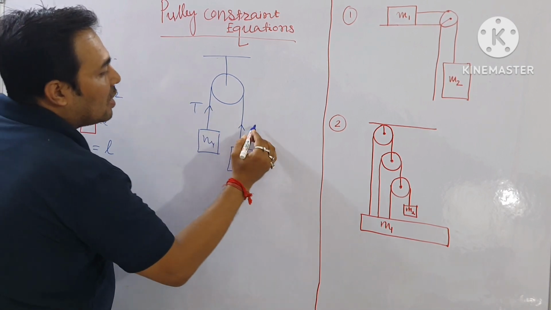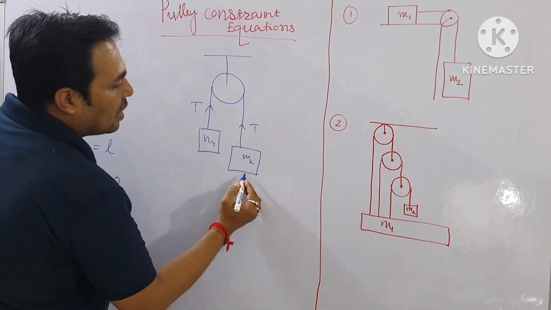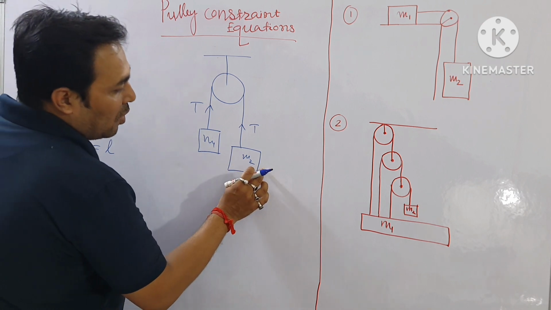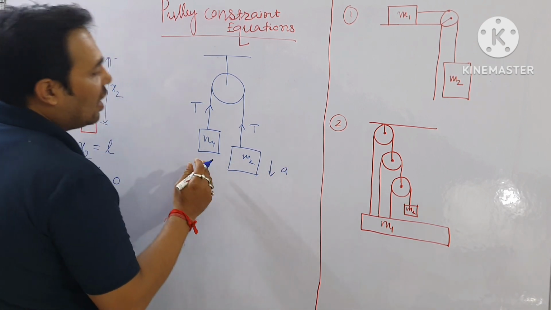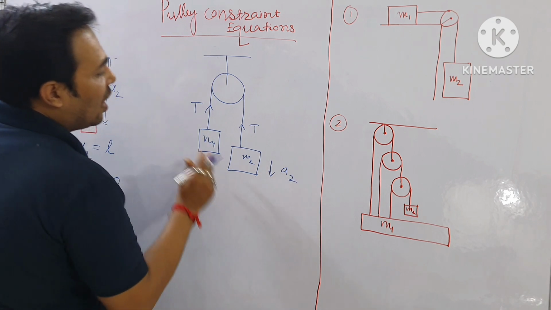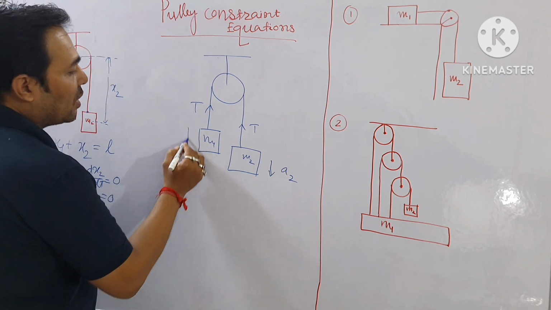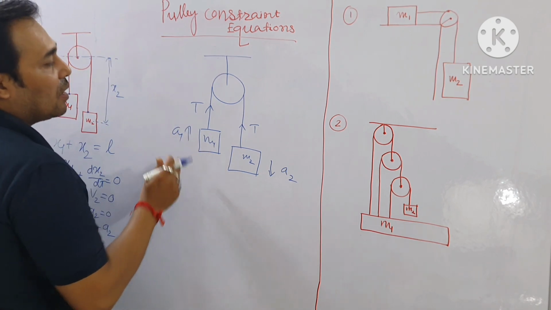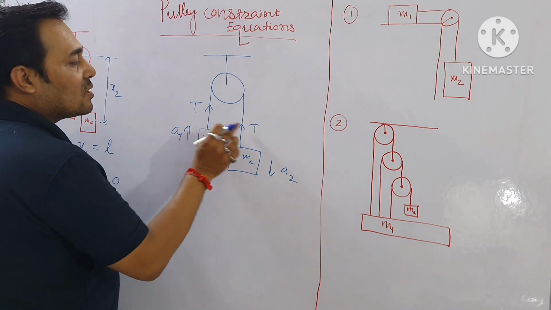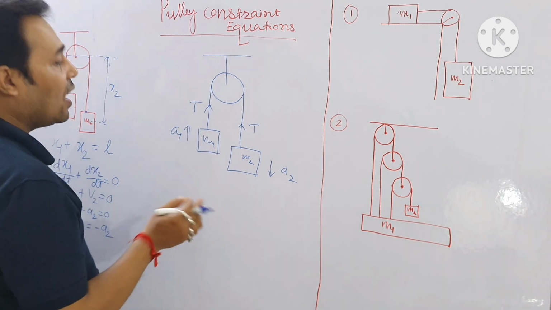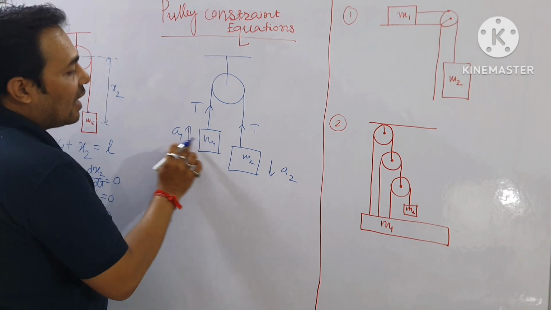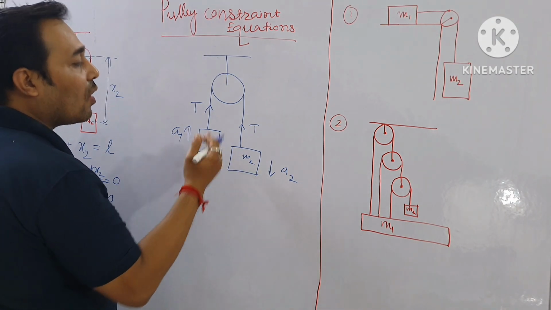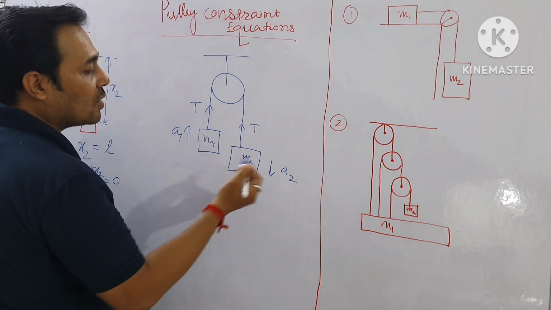So tension is always away from the body, and suppose this block is moving in the downward direction. Suppose this acceleration is a2, and for this block, which is moving in the upward direction, it is a1. Now see this, the tensions are your internal forces, and you can just consider these as forces and these as your accelerations. So the net work done on the system is always equal to 0.